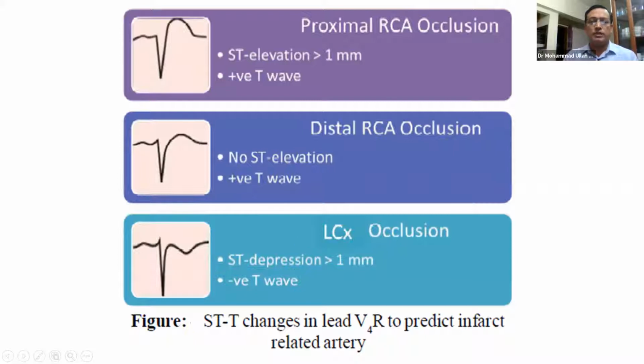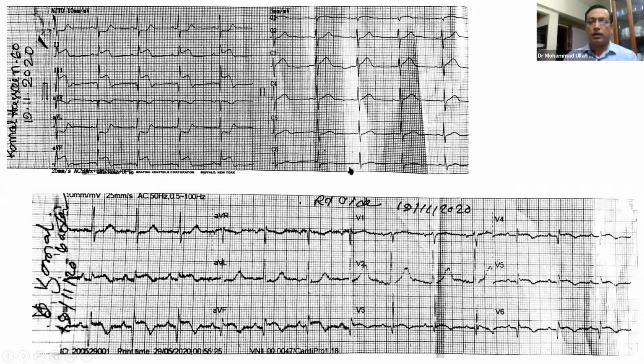So this is a patient with inferior MI. Then the right-sided ECG shows elevation in the V4R. That means most likely this patient has a proximal right coronary artery lesion.